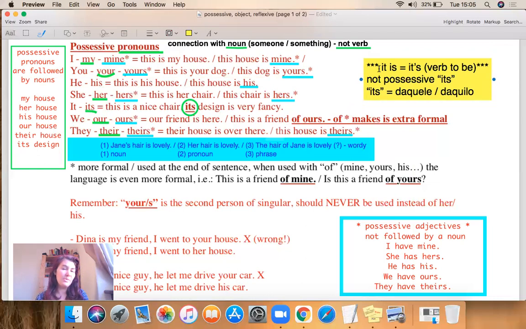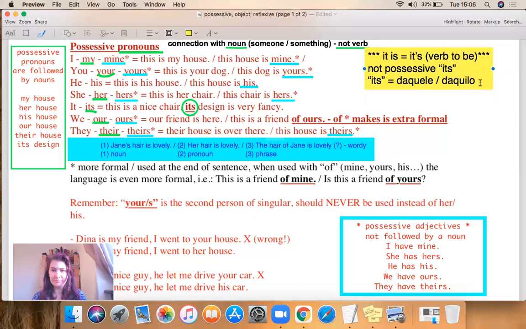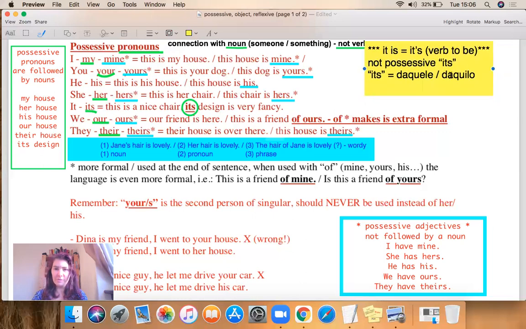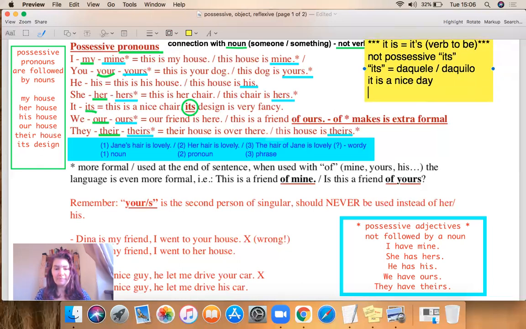So we are describing something in verb to be, and we're not talking about possession, right? So it's of it. Are we talking about something that belongs to something, or are we talking about the verb to be? Okay, so let's be very, very careful. For example, here I have an explanation in Portuguese there as well. For example, it is a nice day. It's a nice day too.